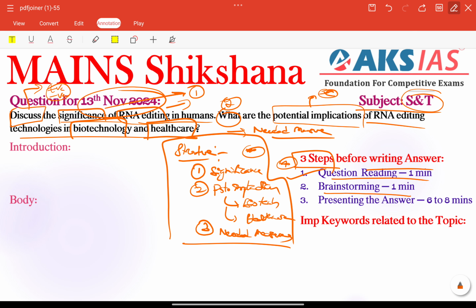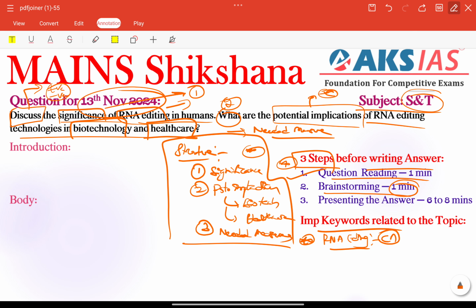Next, coming to brainstorming, within 1 minute we need to recall important keywords related to the topic, what need to be included, especially in the answer writing, right? So recently RNA editing related issues need to include here. Very important recent current affairs issues. So RNA sequence or DNA related issues need to include. What is RNA editing also need to include here in the background topic, right?